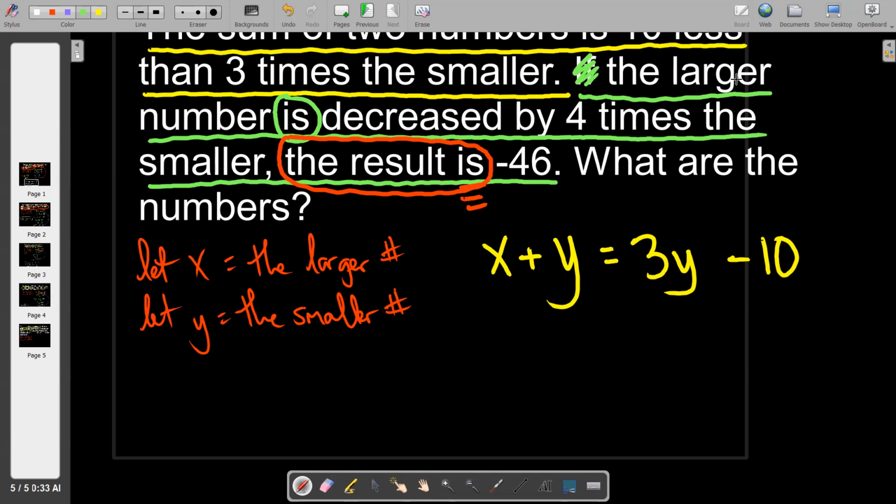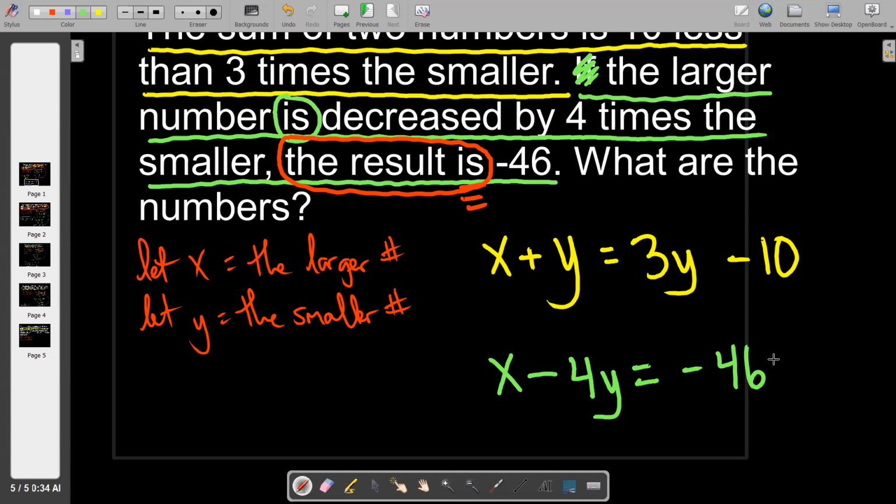Okay, here we go. The larger number is decreased by 4 times the smaller. The result is, that just felt like an equal sign, -46. Done. You could take all those words up there on the TV and condense them down into those 2 concise little beautiful equations. And for the 4th straight time, I feel like Parker's right.